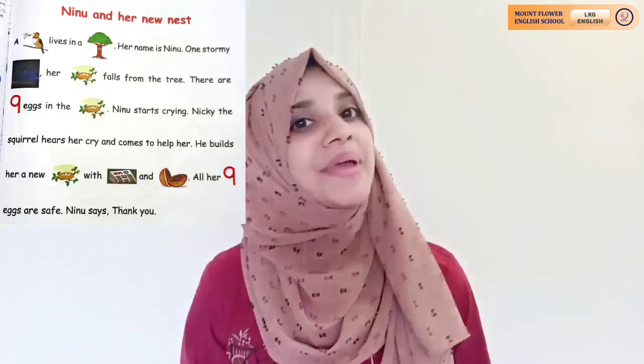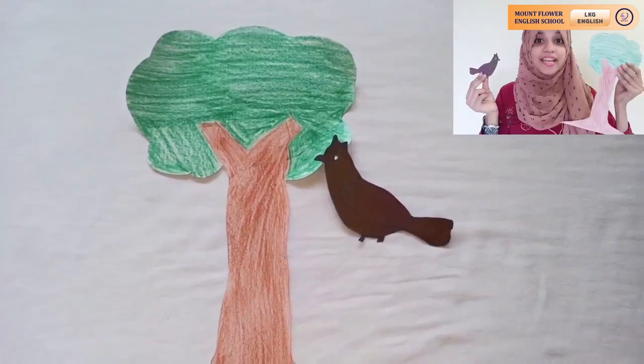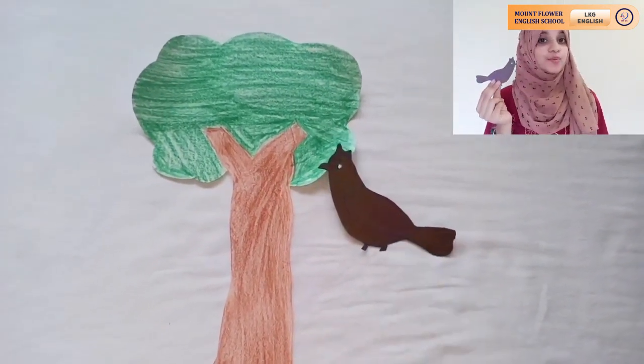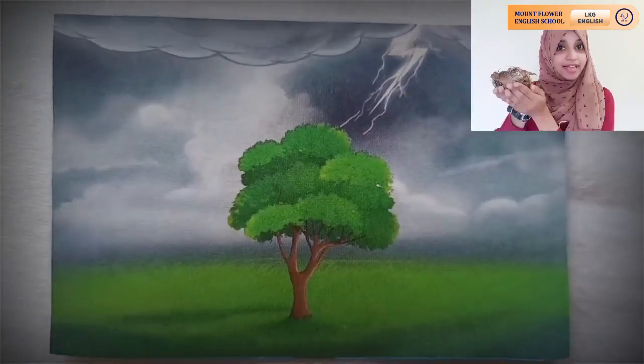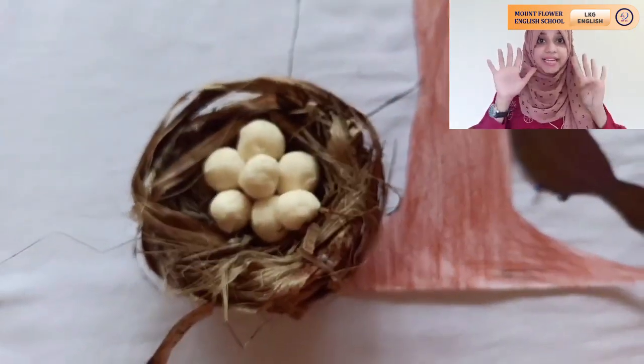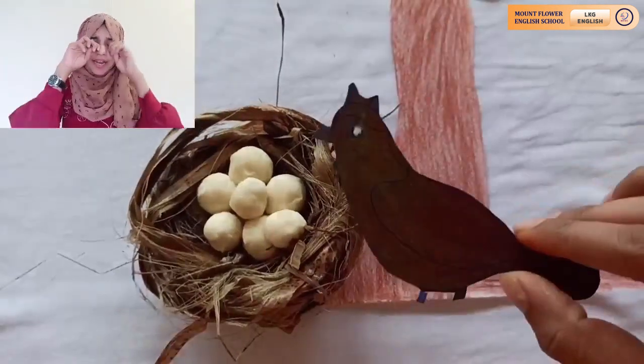Now teacher will tell you a story about Nino and a nest. Okay? This story is in your textbook, page number 31. A nightingale lived in a tree. Her name is Nino. One stormy night, her nest falls from the tree. There are 9 eggs in the nest. Nino starts crying.